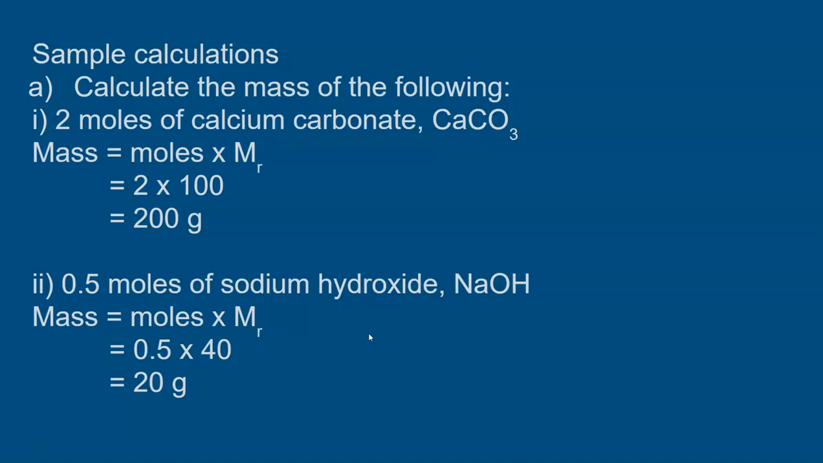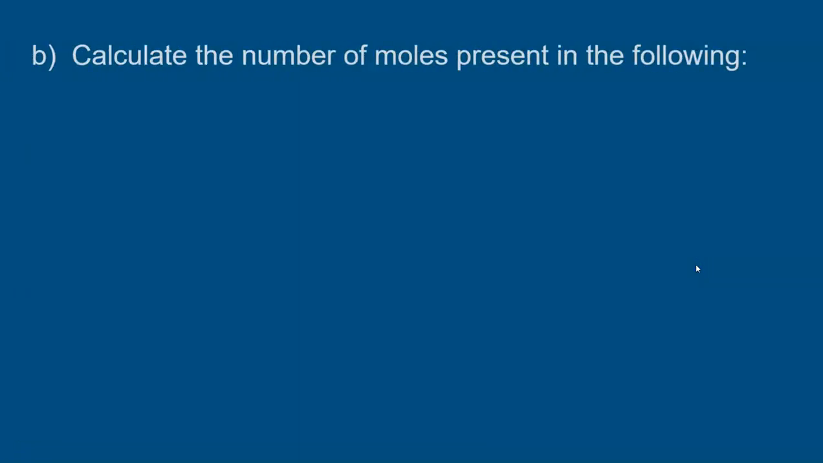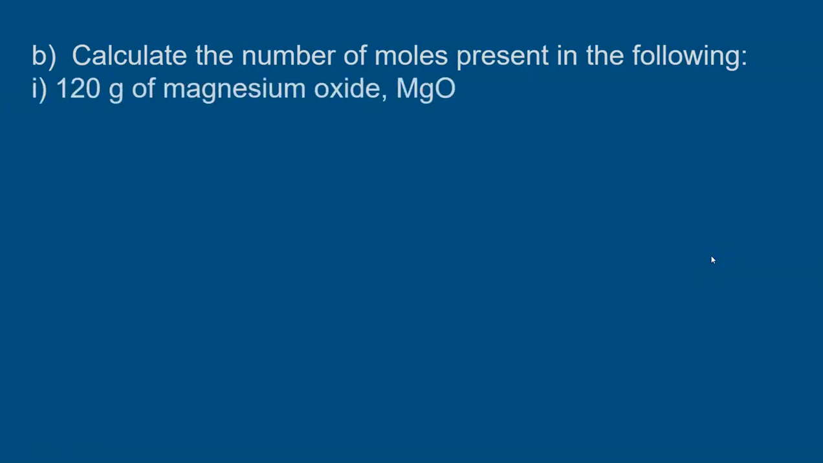Okay, there's a hot potatoes exercise for you to practice all of those type of calculation. And then there's a second hot potatoes exercise for you to practice this slight variation on it. Calculate the number of moles present in the following. So 120 grams of magnesium oxide. We need to rearrange the formula again, and you get the number of moles is the mass over the MR.